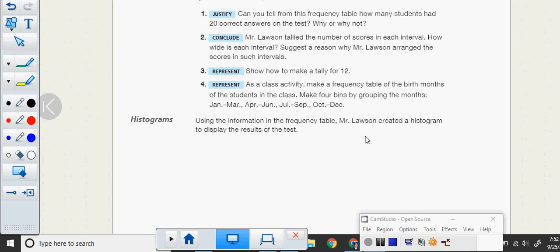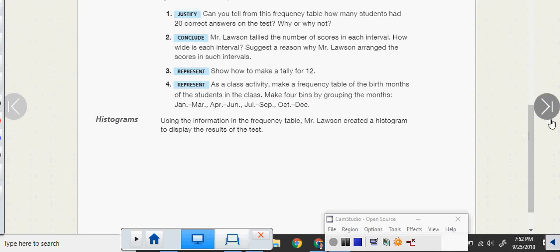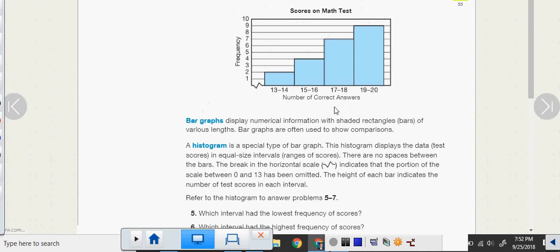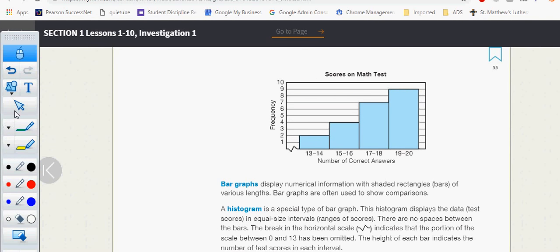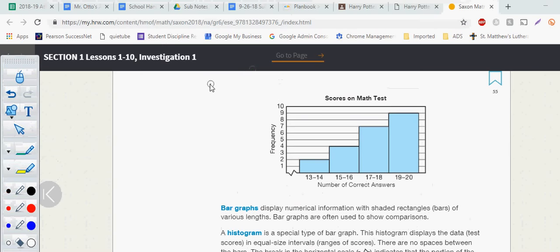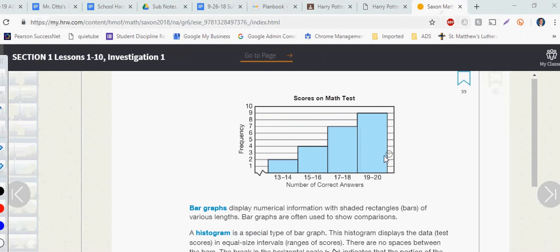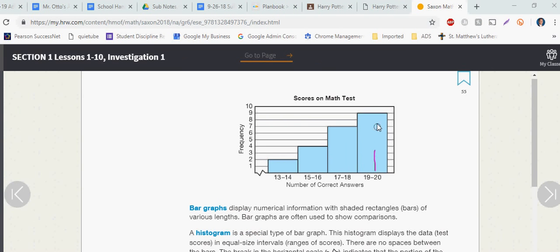Using the information in the frequency table, Mr. Lawson creates this histogram to display the results in a different way. How do you feel this display shows the data differently to you? How does it read differently than the frequency table from page 54? I think it's far more visual, where you see a stack that reminds us of that many more kids versus this many kids scored, right? This would be better for like a presentation.